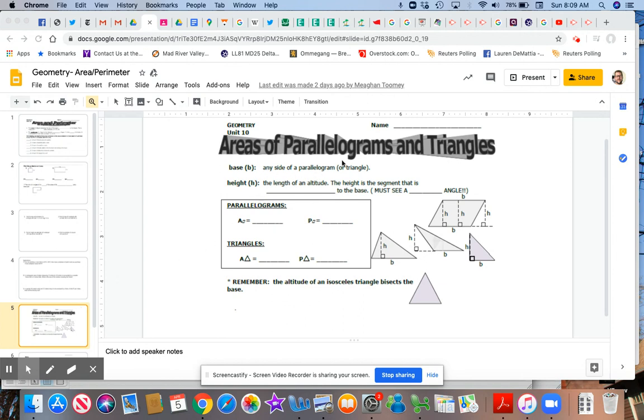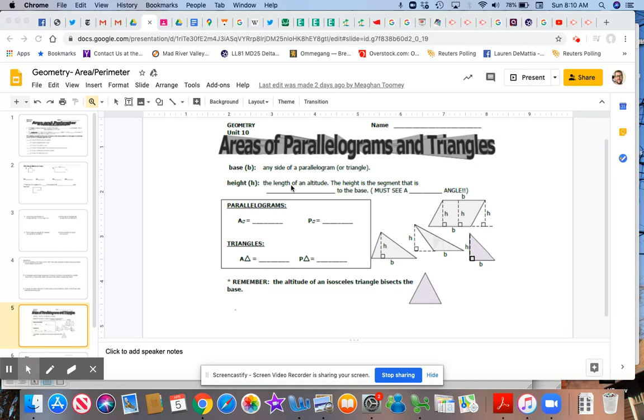So we're going to look at the formulas, and then we are going to talk about how to implement that on the next slide. So you'll be having this slide too, so you'll follow along. The base is any side of a parallelogram or triangle. Usually we do the base as the bottom. So that's B. We're going to be focusing primarily on area today.